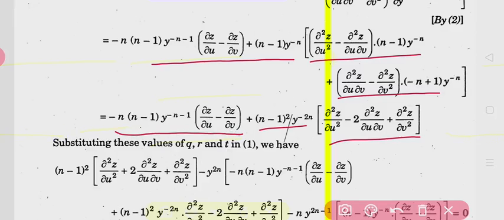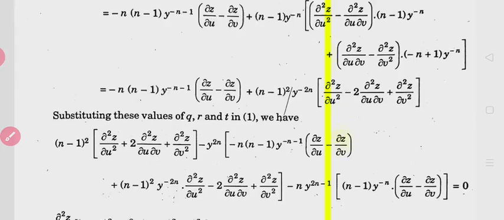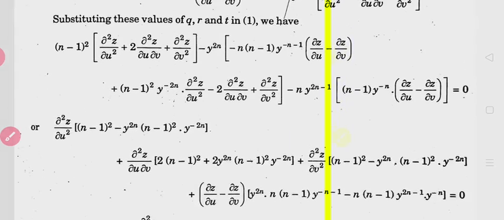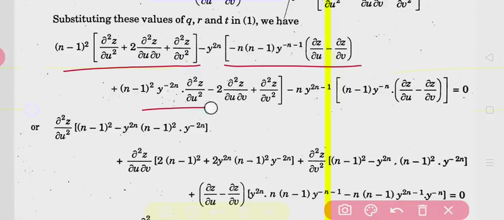Okay, simplify, just you have to do. So this P, Q, R, S, T, you have to place this value into the first equation. When you place back this value into the first equation, you will get this one. Right. Now you have to collect the terms.